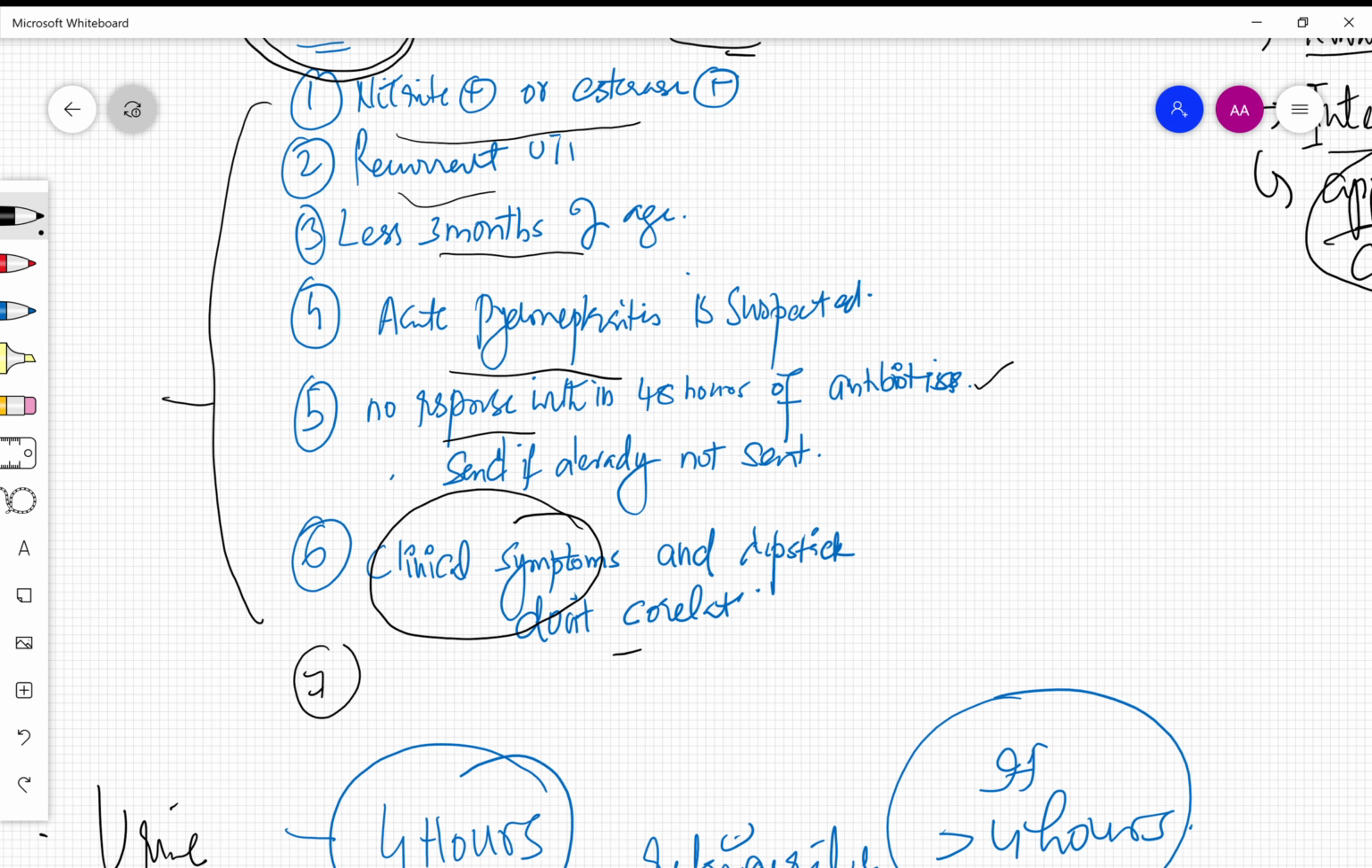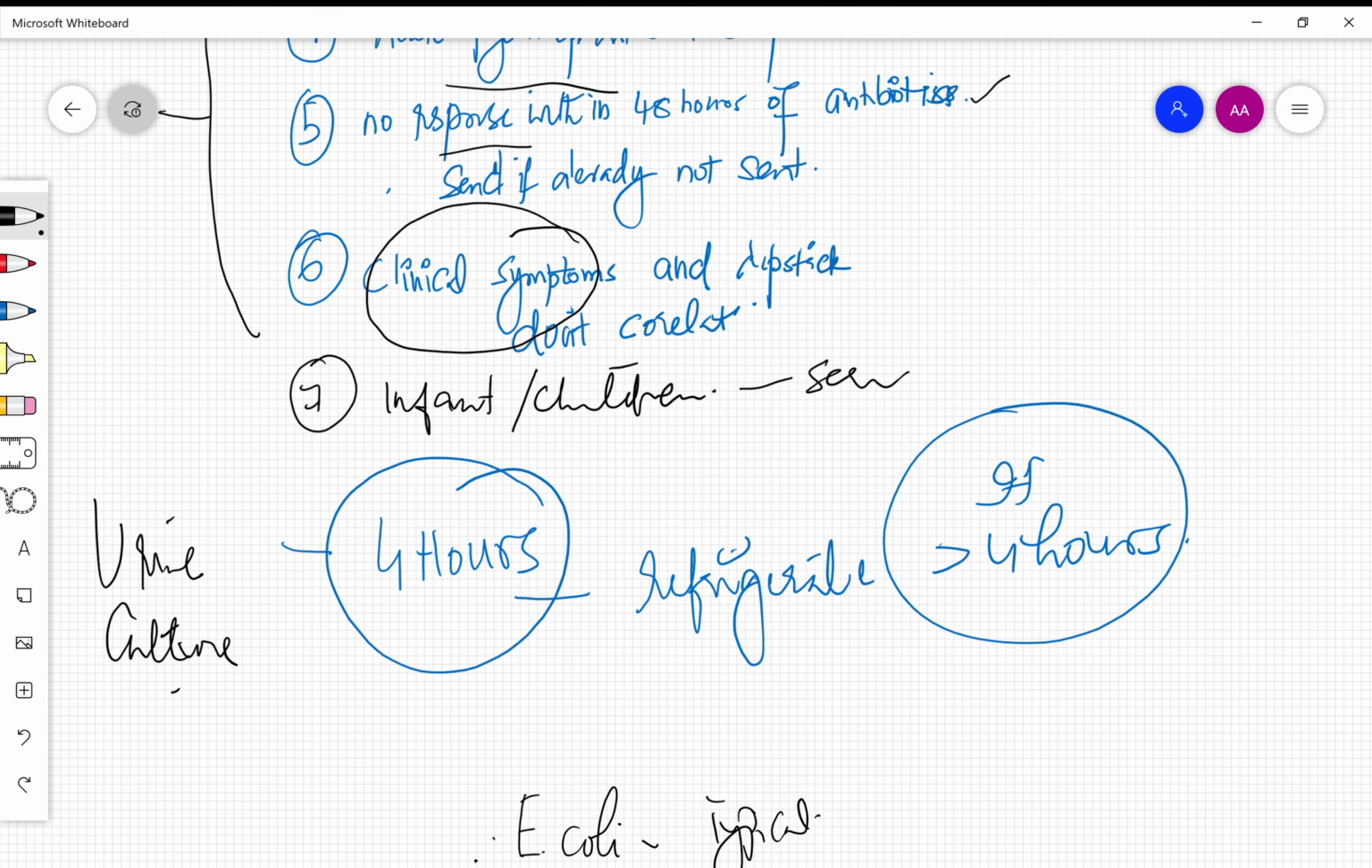And there is another indication as per the NICE guideline, and this is a very important indication: infants and children who have a high risk of serious illness, like those with some underlying condition which predisposes them to serious illnesses. For instance, if somebody is an elder patient, he's leukemic and he has just fever, no symptoms of UTI, you can still send a urine culture.